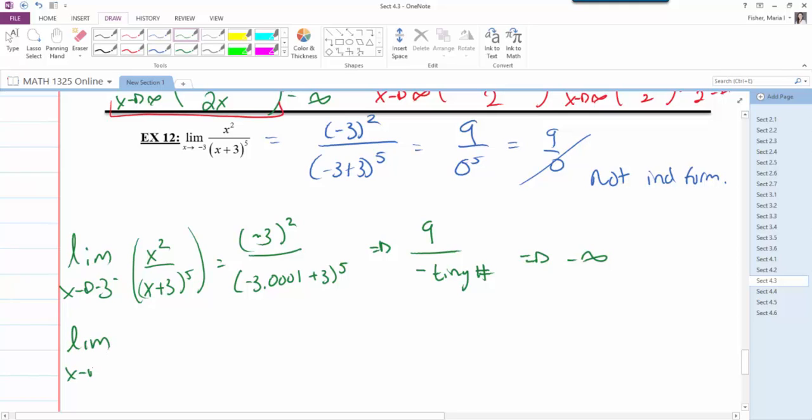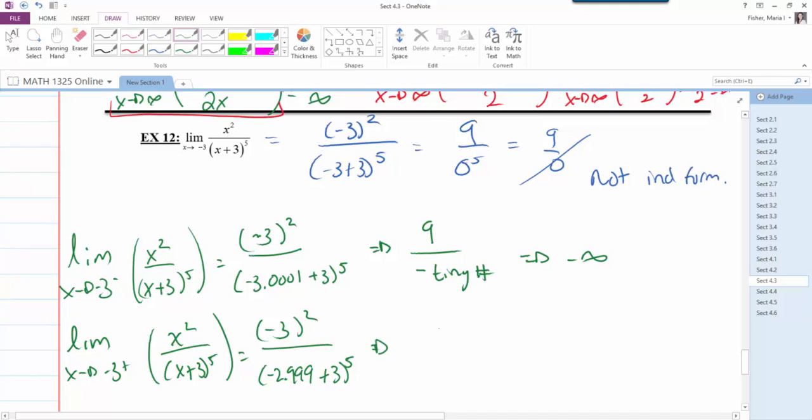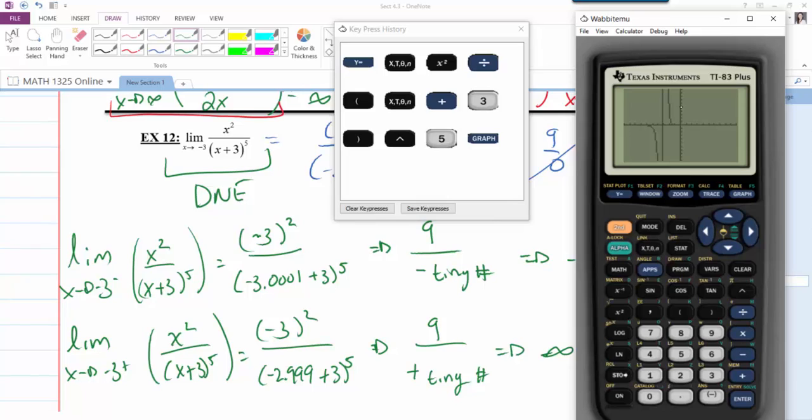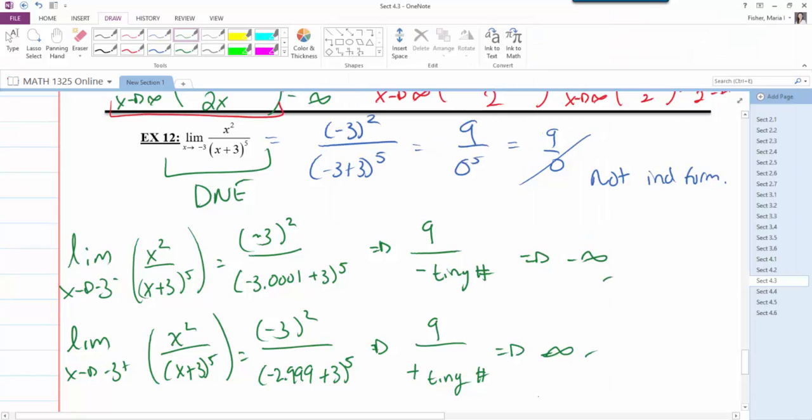And then the limit as x approaches -3 from the right, again this is x squared over (x plus 3) to the fifth. So (-3) squared over a number that's to the right of -3 but pretty close to -3. And we'd end up with 9 over a positive tiny number, which is positive infinity. And since the limit from the left and the limit from the right did not agree, we know that this limit does not exist. Or again, you can look at the graph and just determine, hey, the limit from the left goes to negative infinity, the limit from the right goes to positive infinity, so that limit does not exist. That's it for section 4.3.